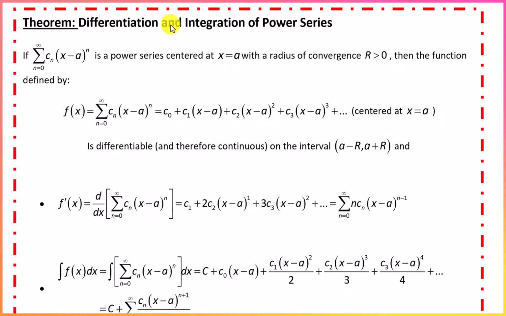Let's talk about differentiation and integration of power series. So let's take a power series, c sub n times x minus a to the n, centered at x equals a with a radius of convergence greater than 0. Now that radius could be finite or it could be infinite.